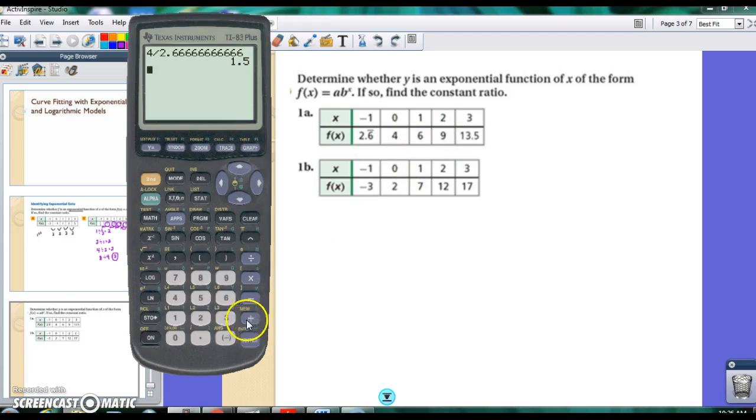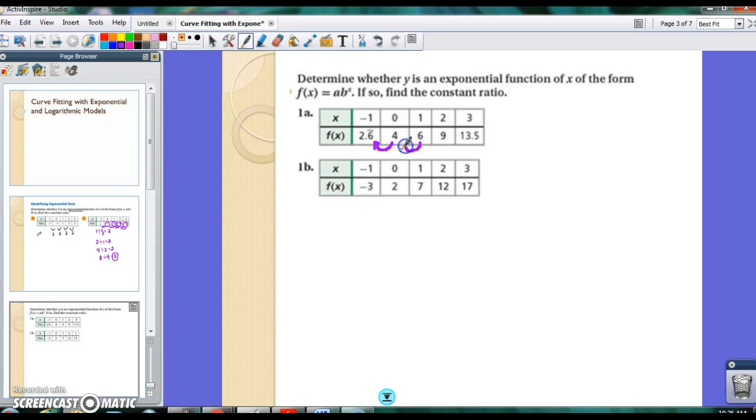Okay, let's then do 6 divided by 4. That is also 1.5. Then 9 divided by 6 is 1.5, and then 13.5 divided by 9 is 1.5. So when I did the division of 4 divided by this, and then 6 divided by 4, 9 divided by 6, and 13.5 divided by 9, all were the same, and so that would be yes, and my constant ratio was 1.5.